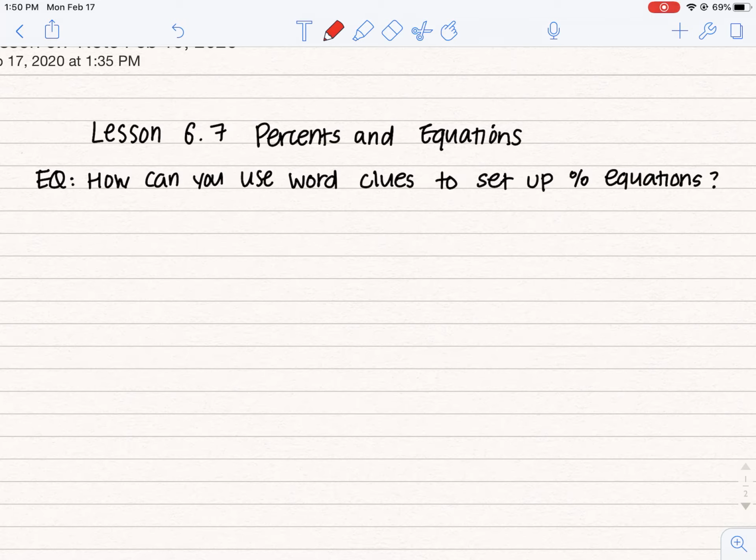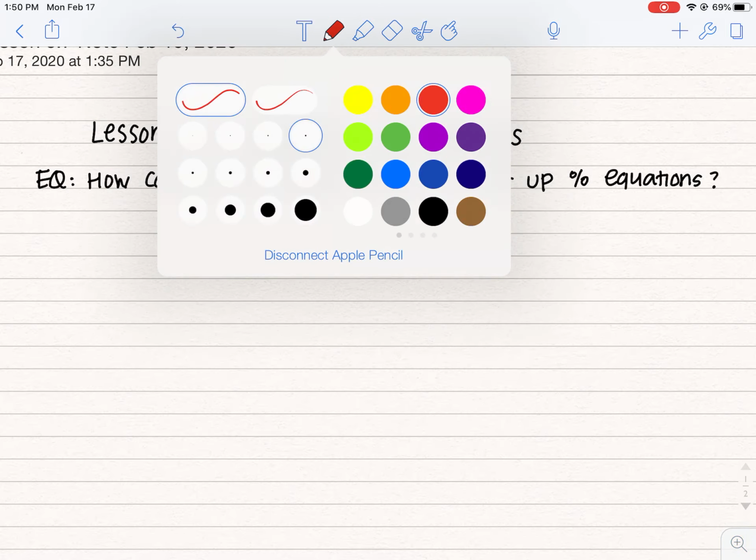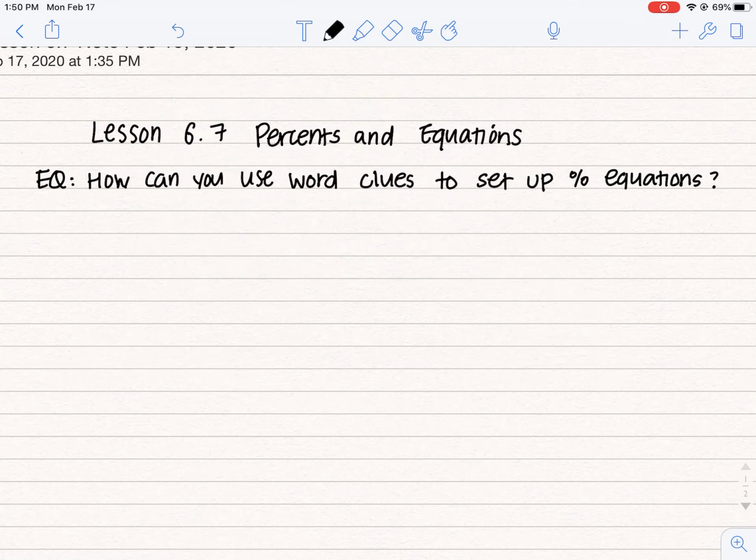This lesson, I actually combined the 6.6 lesson and the 6.7 lesson together so that you can kind of hit two birds with one stone. They're pretty much the same thing, so go ahead and write the lesson title, 6.7, Percents and Equations, and also the EQ, essential question: how can you use word clues to set up percent equations?